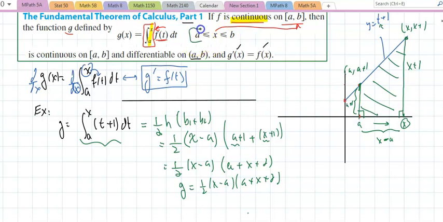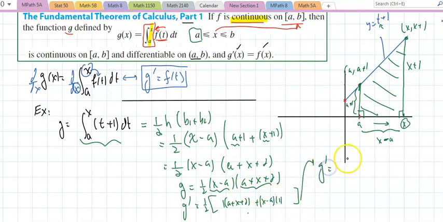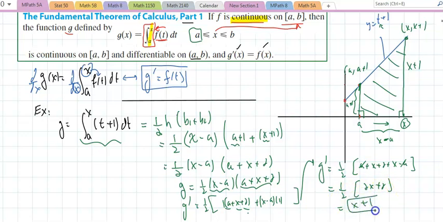And since a is a constant, when I take g prime, leave the 1/2 out of it. Isn't that the product rule? Derivative of the first times the second plus the first times the derivative of the second. Isn't that a 1? Wouldn't that mean g prime would equal 1/2 times (a plus x plus 2) plus (x minus a)? Wouldn't these two cancel out? Wouldn't that be 1/2 times (2x plus 2)? And if I distribute that 1/2 in, isn't that x plus 1? That's how it was done.